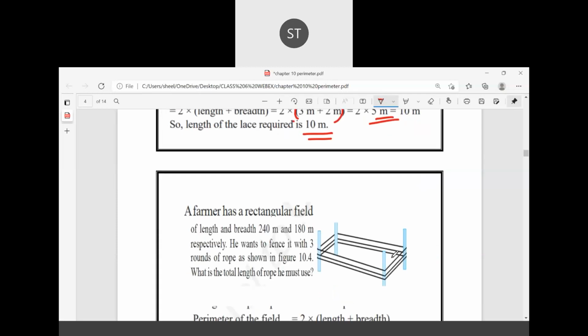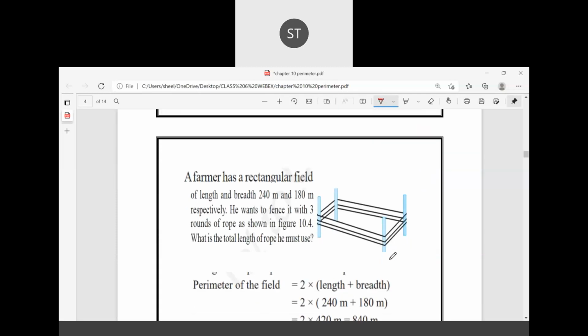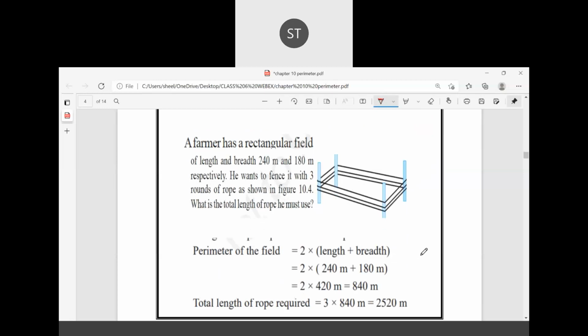Now a farmer has a rectangular field of length and breadth 240 meter and 180 meter. So what is the length there? 240 meter. And what is the breadth there? 180 meter. He wants to fence it with 3 rounds. How many rounds we have to? So he has to use for 3 rounds only. So what is the total length of the rope? So what will happen here? This measurement he has to make 3 lines here.